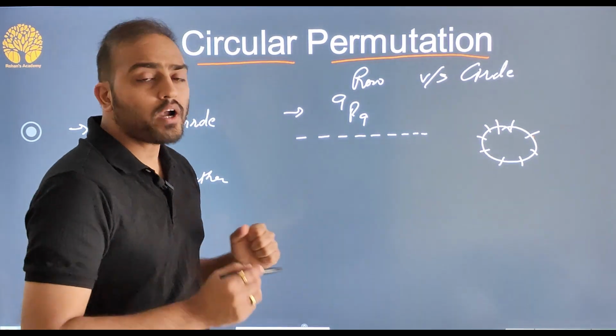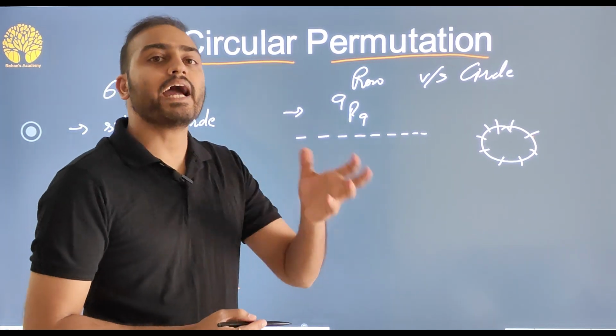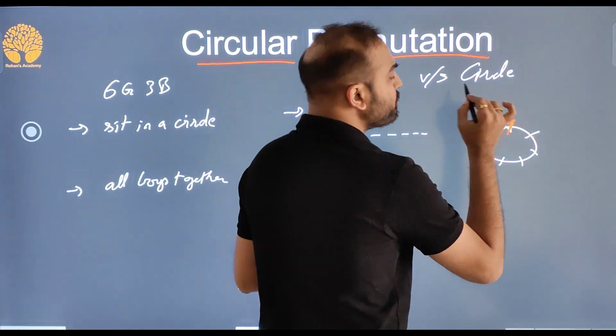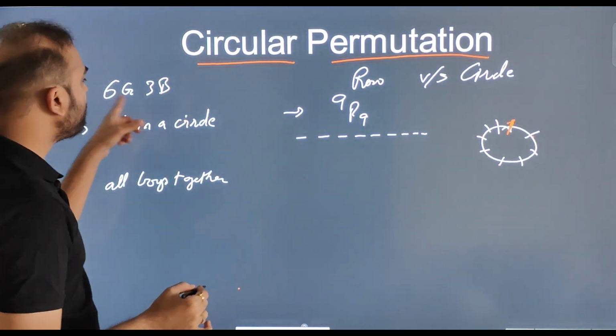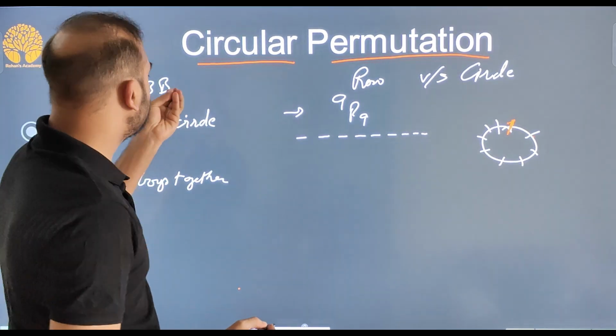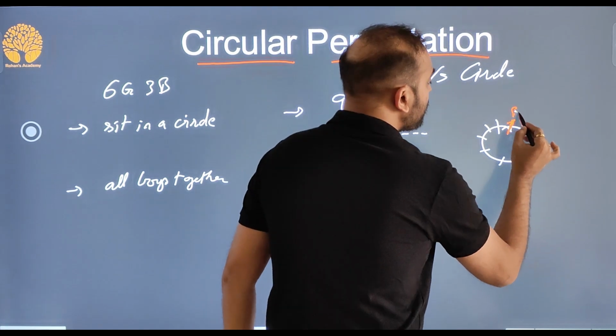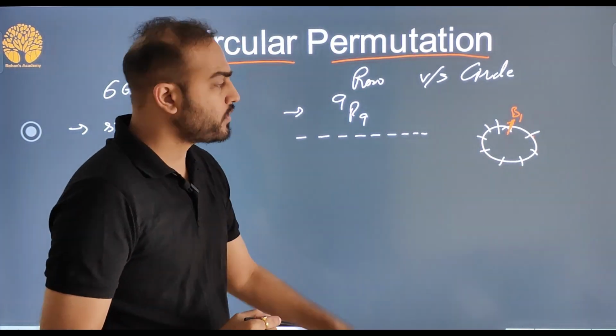So what happens? We have to sacrifice. We have to fix one variable in one position. Say for example, I'll pick one person out of these 9. Say I pick boy number 1, and I say boy number 1 will always sit here.